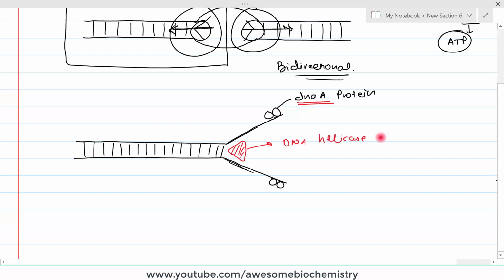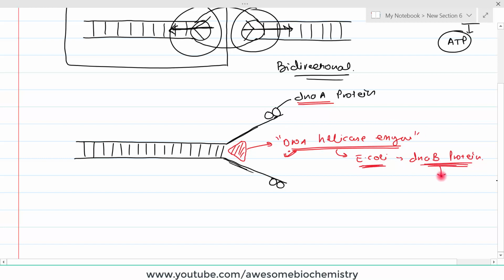DNA helicase is a generic name. For example, in E. coli the specific enzyme is DnaB protein. This DnaB protein is the DNA helicase of E. coli. If you want to describe all the species together, you can say DNA helicase enzyme, but in the case of E. coli the specific name is DnaB protein.